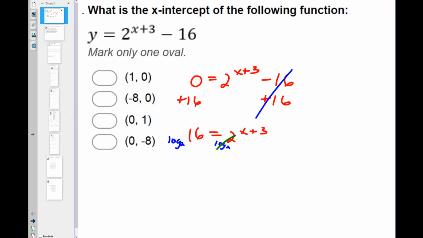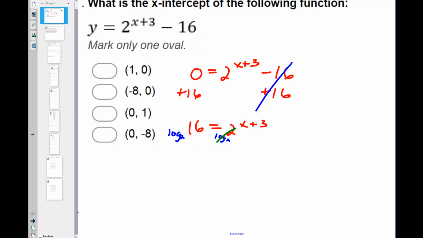You can either do common base or the more popular change of base. Log base 2 of 16 is 4. That equals x plus 3. Minus 3, minus 3. But to make sure you're paying attention, remember this is an x-intercept. They have these all written as ordered pairs. Which one is a point that falls on the x-axis? Well, it's not A, but the first one listed here. Don't be distracted by this one here. That would have been if it were a y-intercept. It's x comma y.